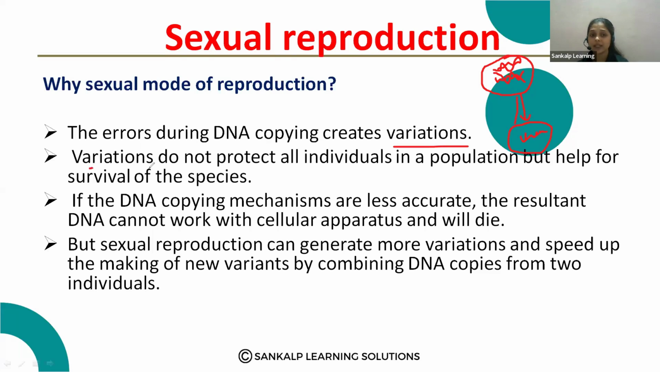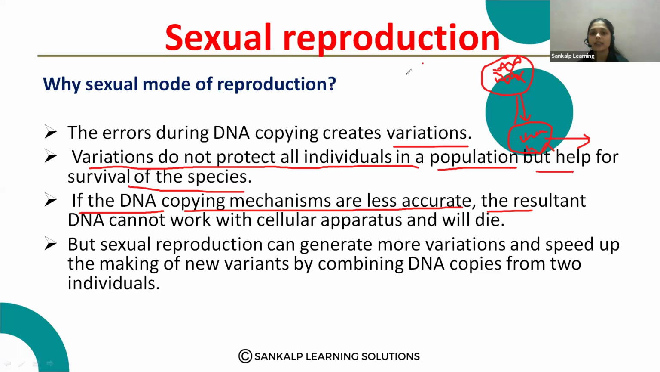If the variation does not protect all individuals in a population, it helps for the survival of the species. So this change is helpful for adjusting to the new environmental conditions, to adjust to new conditions so that the species survives. So that is very helpful. Okay, if the DNA copying mechanism is less accurate, the resultant DNA cannot work.